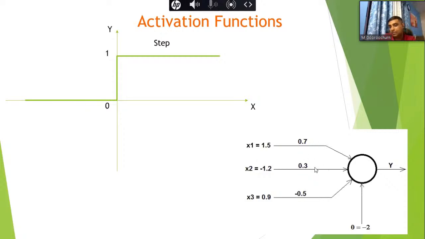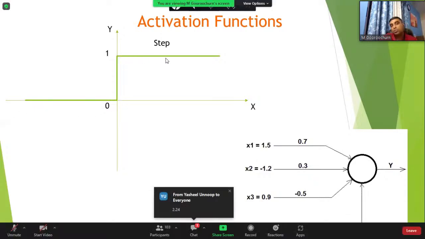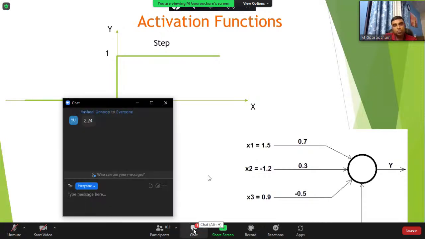Then you take capital X and subtract theta. Since theta is minus 2, it's going to be minus minus, so you have plus 2 anyway. Once you get this capital X plus 2, you apply it to your step function. If that result is negative, then your output will be 0. If that result is greater than or equal to 0, your output will be 1. Yep, I can see someone's getting 2.24.